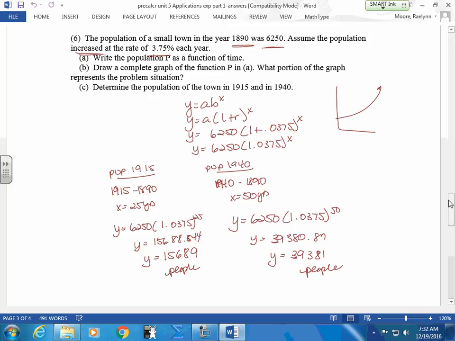What is it going to be in 50 years if this keeps increasing? What is it going to be in 25 years if this is increasing? And this is probably a good situational graph for some towns. Yes.